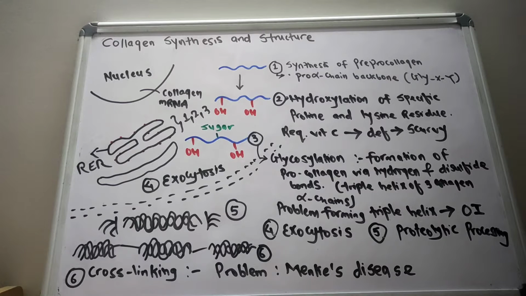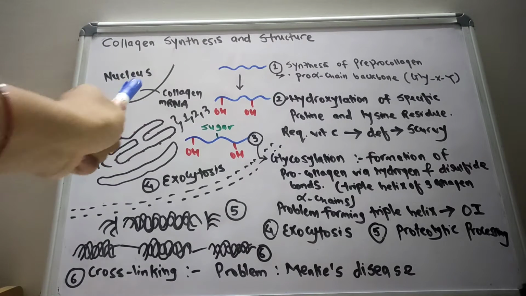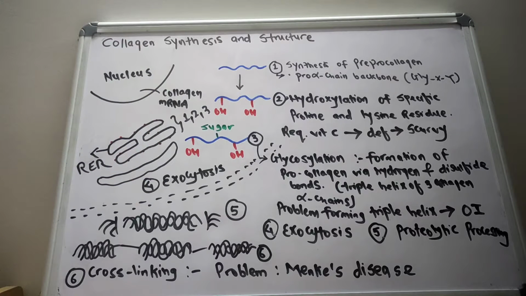So what happens in the nucleus? There is the DNA, and if there is a need for collagen formation, then from that DNA the collagen mRNA is produced, and the collagen mRNA is translated into the collagen. So what happens? Let us discuss step by step.